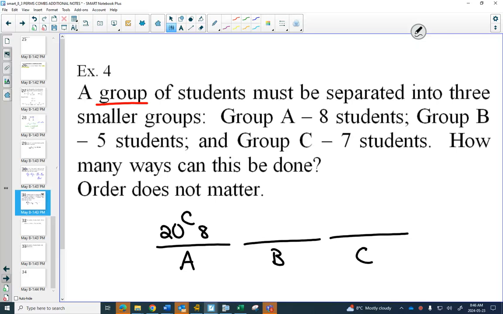And the rest that are waiting there, now I need to make group B. You see that there's only 12 students left. And now I have to choose 5 to be in group B. So I choose my 5 to be in group B. And there's going to be 7 students left. I'm hoping at this moment they realize they're going to be in group C. Right? It's like group A is made, group B is made.